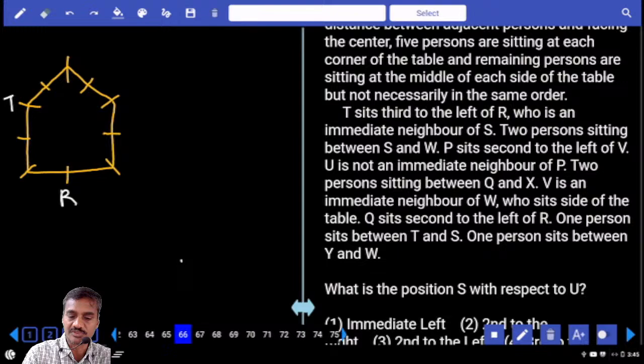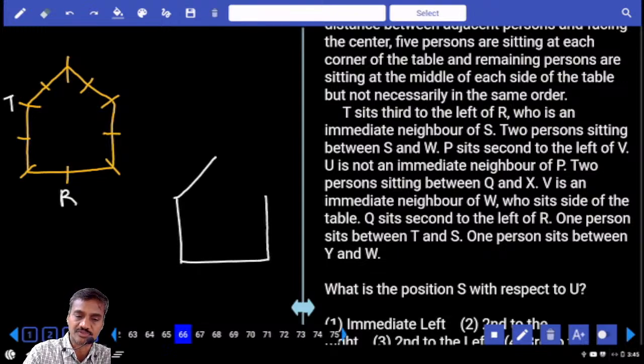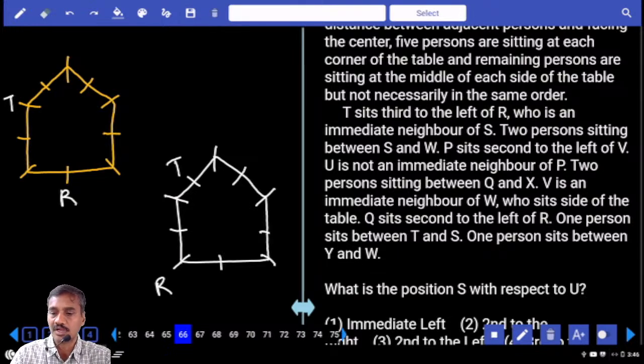Now T sits to the left of R, here again. T is seated to the left of R. And 1, 2, 3, 4, 5 people were there, and another 5 people were there. Then if R is here, T sits to the left of R, T is here. R is an immediate neighbor of S. S can be at any one of these two places.